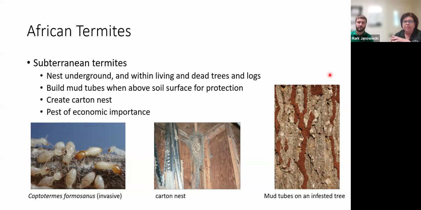Okay, these termites are very soft-bodied insects. They're very easy to dry out. Once they desiccate, they will die. So that protects them from temperature fluctuations and a loss of humidity in their environment. They will create carton nests, and they are a pest of economic importance.